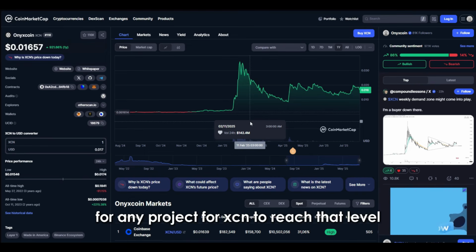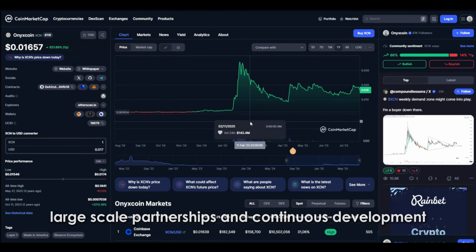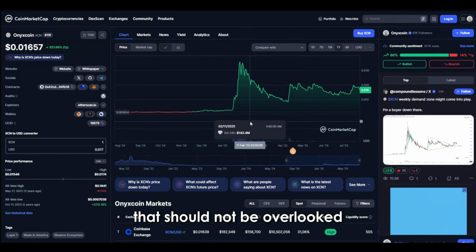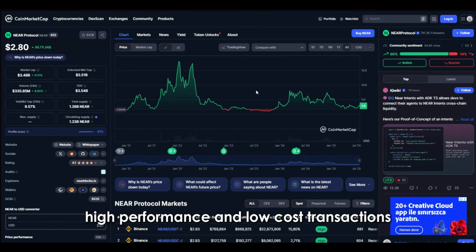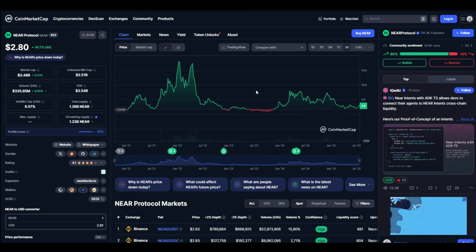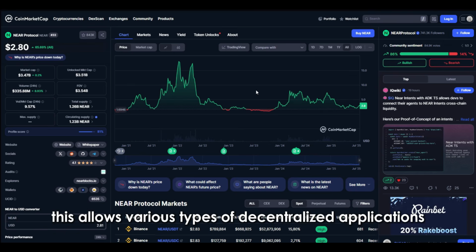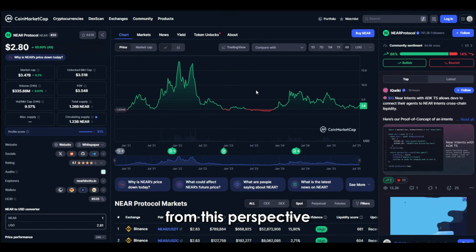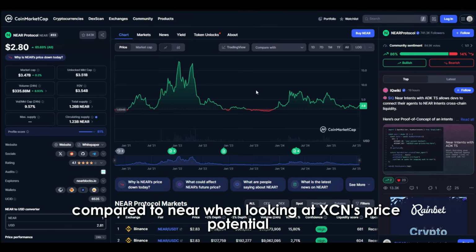For XCN to reach that level, it requires not only technological capability, but also strong community support, large-scale partnerships, and continuous development. That said, XCN also has some important advantages that should not be overlooked. XCN is a project built on a Layer 1 blockchain infrastructure which enables high performance and low-cost transactions. Layer 1 projects generally offer greater flexibility and independence. This allows various types of decentralized applications to run more efficiently on-chain. From this perspective, it should be noted that XCN may offer some technically more innovative solutions compared to NEAR.